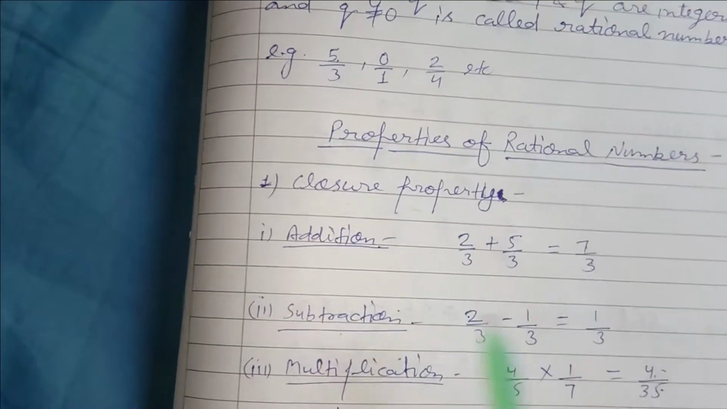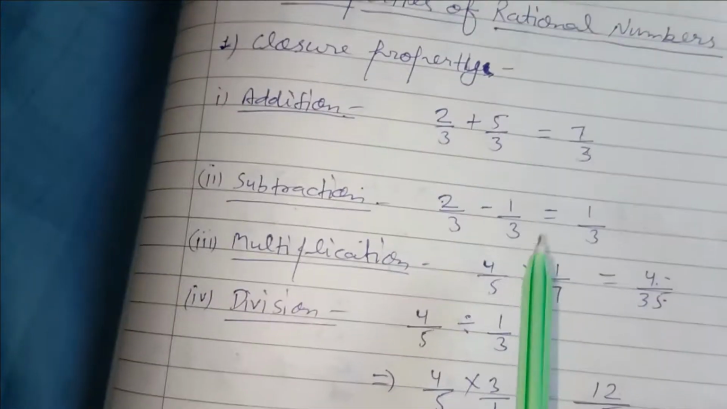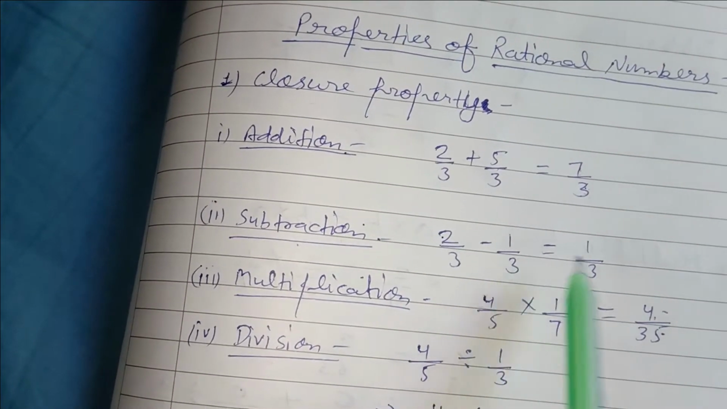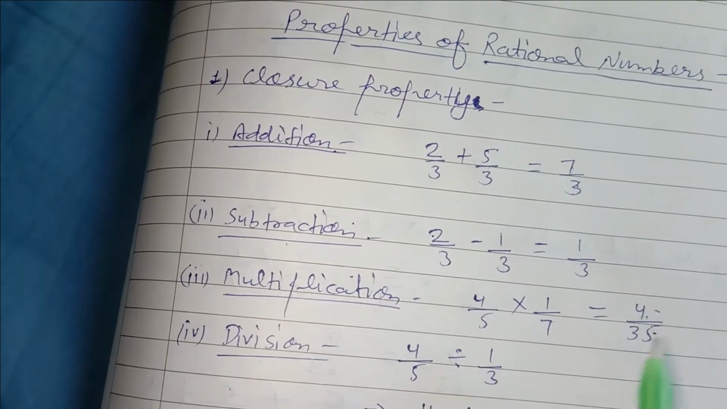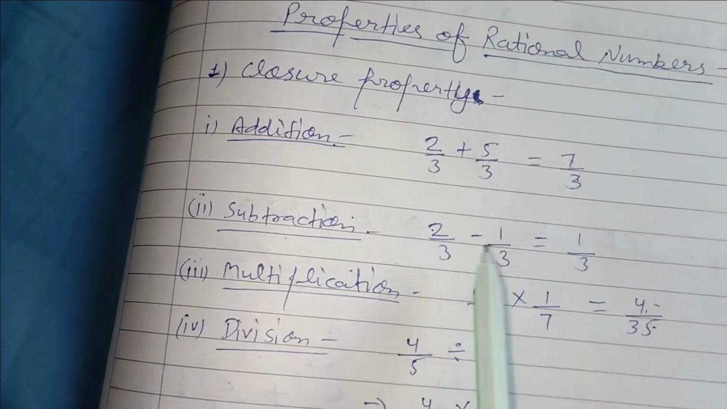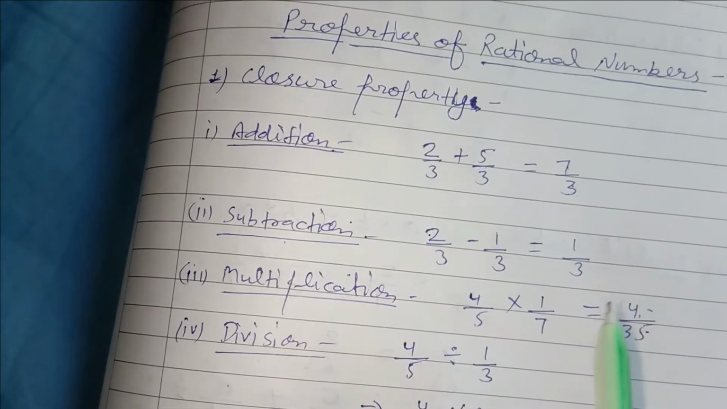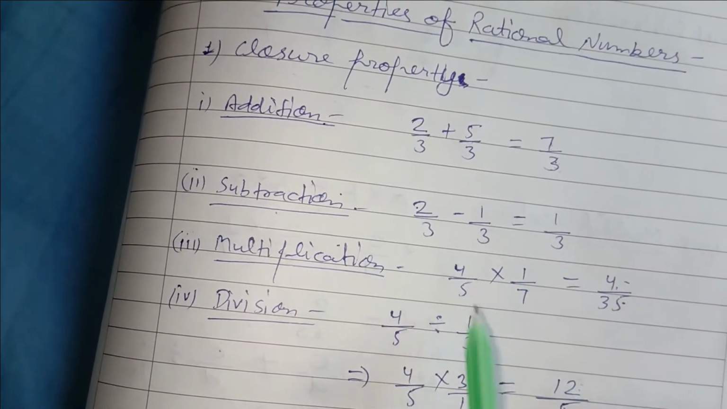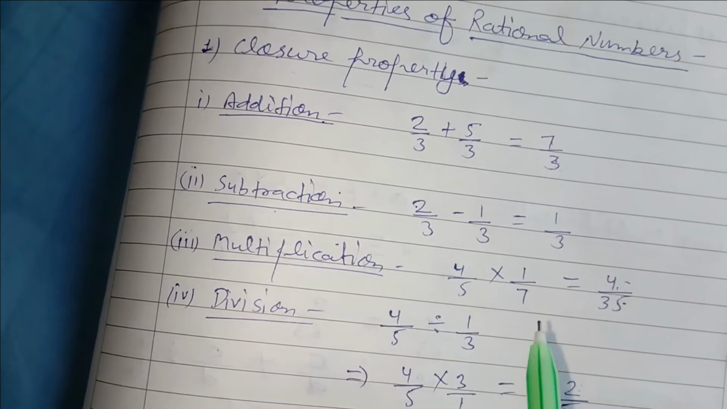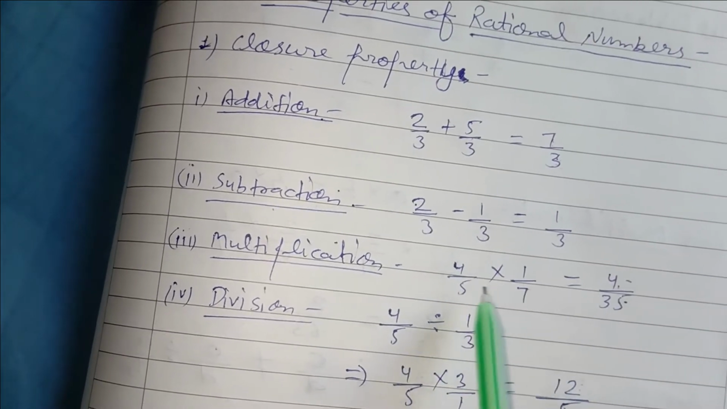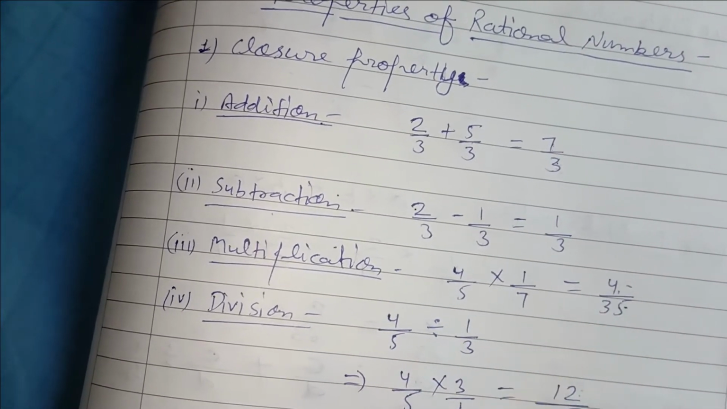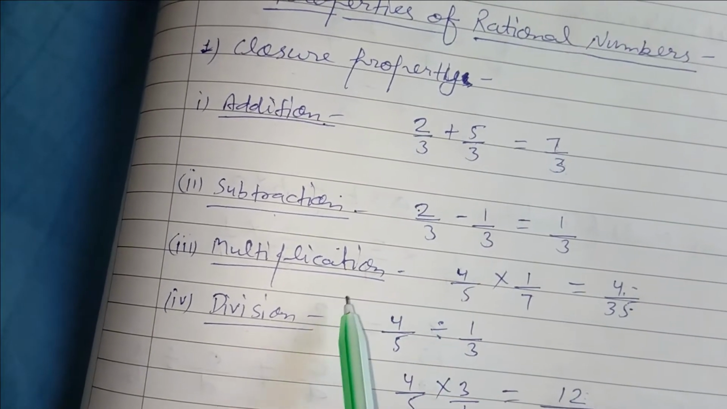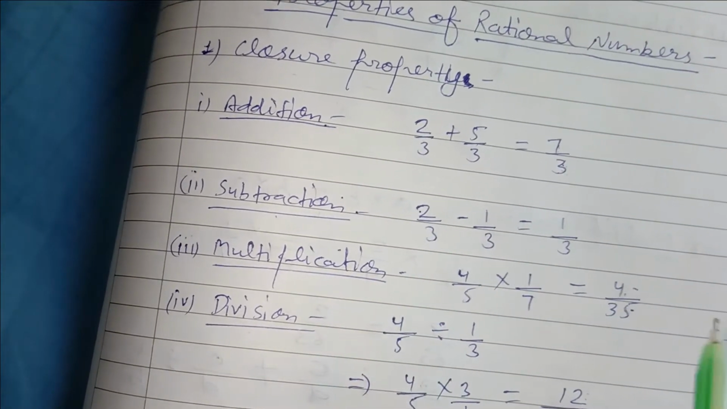Now moving on to subtraction. We can take 2 by 3 and 1 by 3. We just subtract it and we get 1 by 3. 1 by 3 is a rational number, so we can say that subtraction is under closure property. Now moving on to multiplication. 4 by 5 into 1 by 7. These two are rational numbers. What we get? 4 by 35. 4 by 35 is a rational number, so we can say that multiplication is under closure property.